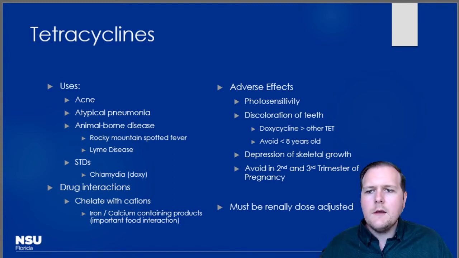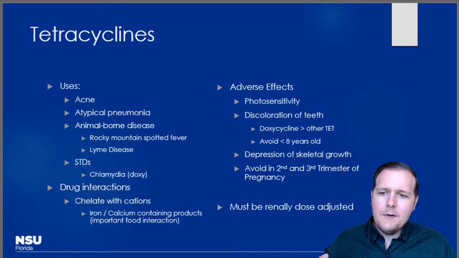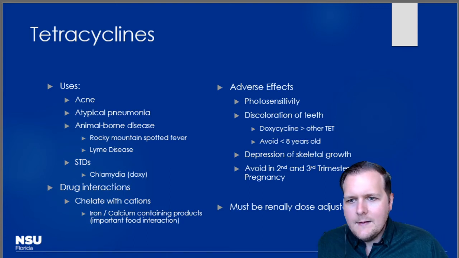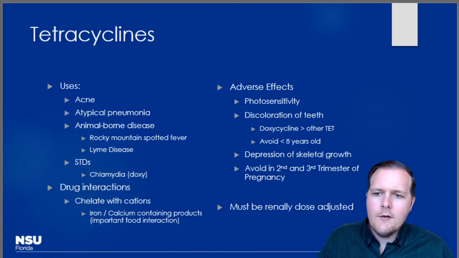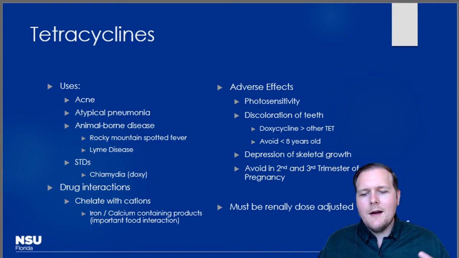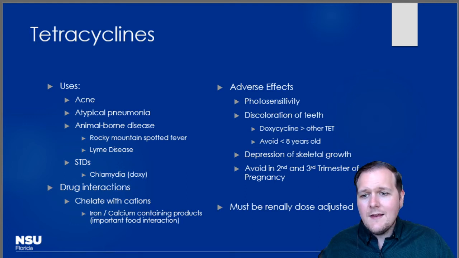But what do we typically use these for? Well, acne is a big one. So you see a lot of tetracycline and minocycline, either used topically or used orally. Pretty good for treating different types of acne there. Sometimes for atypical pneumonias, because it does provide good coverage there, and a lot of animal-borne diseases, so Lyme disease, Rocky Mountain spotted fever, definitely. And then in terms of sexually transmitted infections, chlamydia can be covered with something like doxycycline.